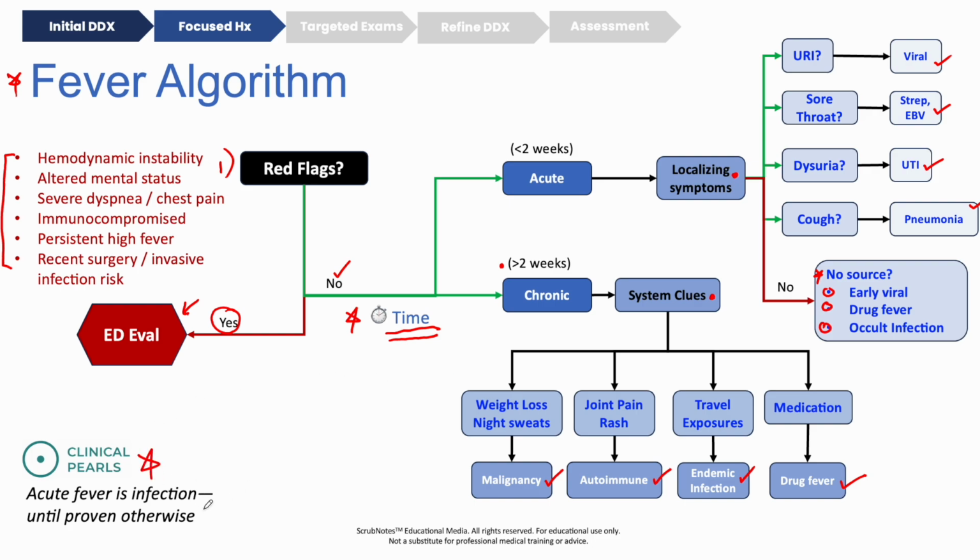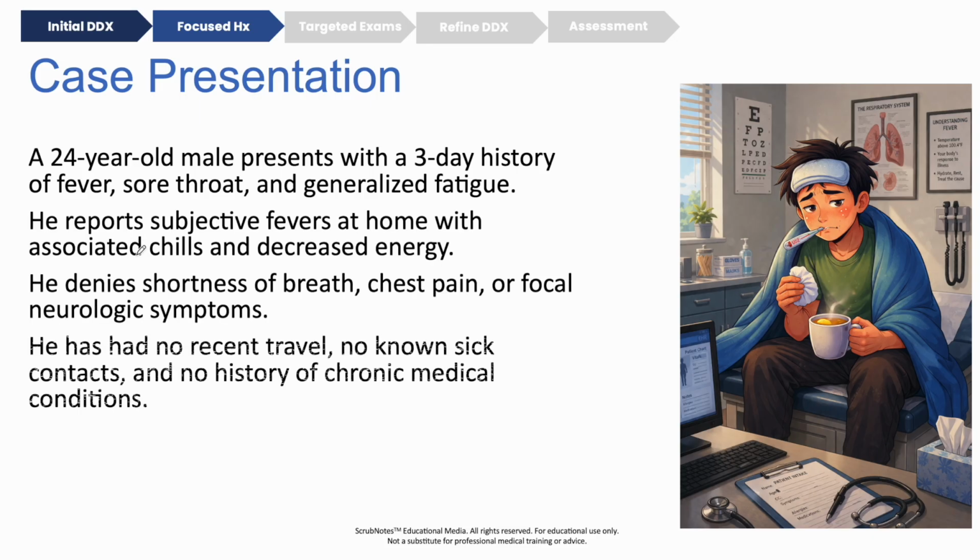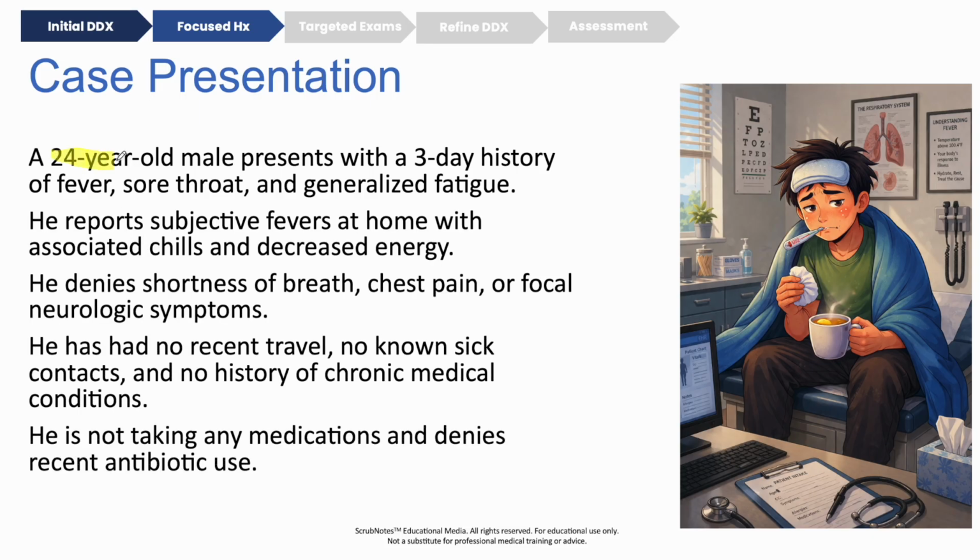So your clinical pearl from this algorithm is that acute fever is infection until proven otherwise. At this point, I think we're ready to present our case. So we have a 24-year-old male who presents with a 3-day history of fever, sore throat, and generalized fatigue.